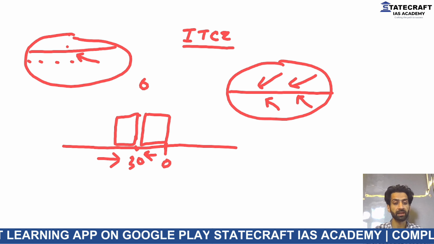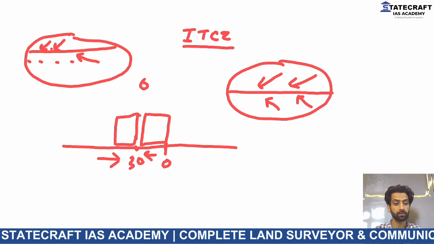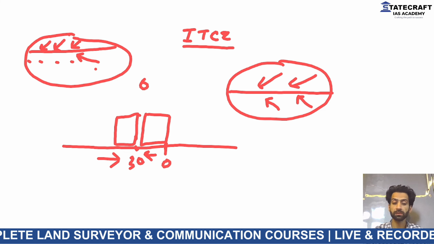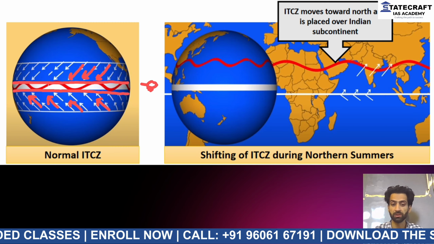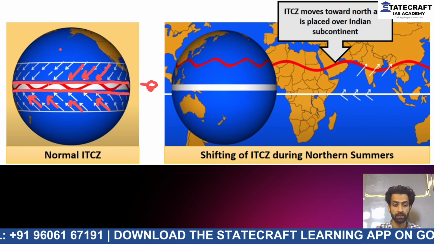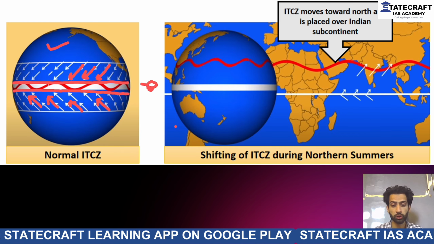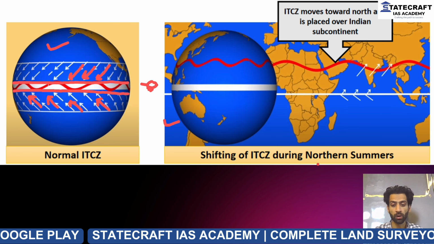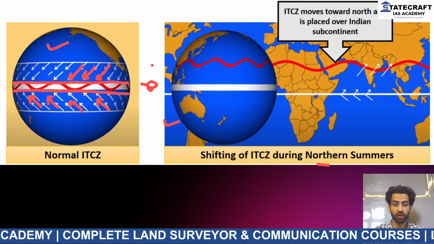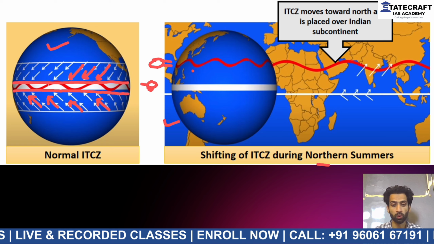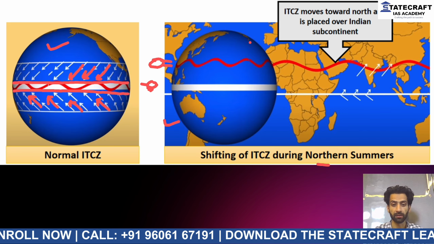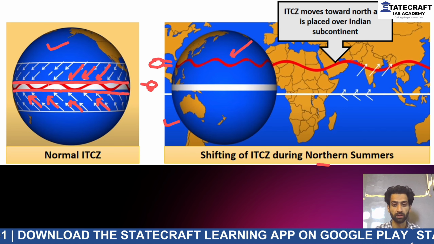It shifts slightly northwards, right? It shifts northwards, and there the winds will start to converge. Now take a look at this image. This is the normal condition, and this is the shift during the northern summers when the sun shines at this location. This heats up, and the zone of convergence is somewhere here. The winds will start to converge at this point.